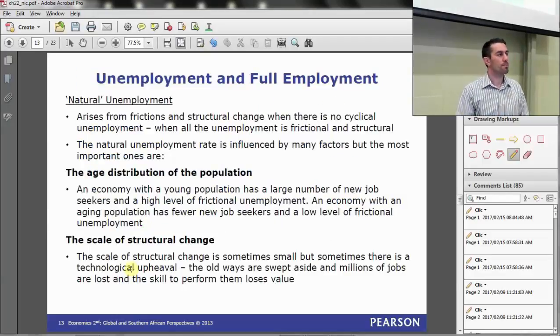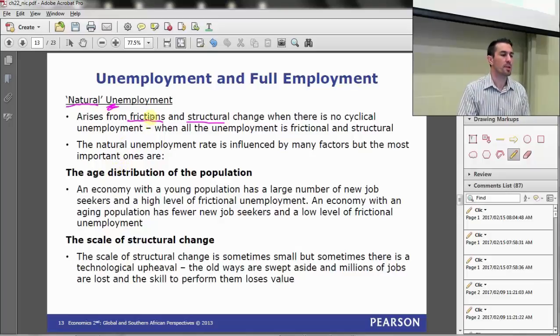So just to clarify then, the natural rate of unemployment, it's natural, but we've still got unemployment. Why do we still have unemployment? Because there's frictional and structural unemployment. Okay? Even though it's the word natural, we still have unemployment.